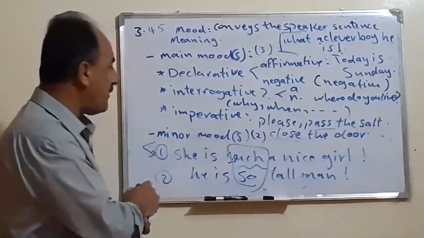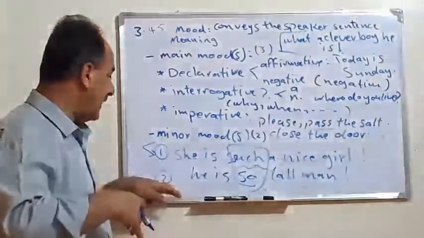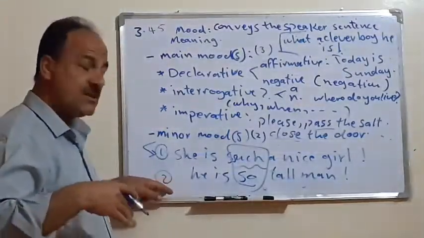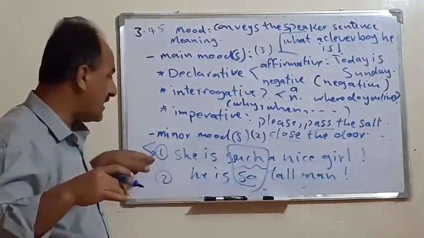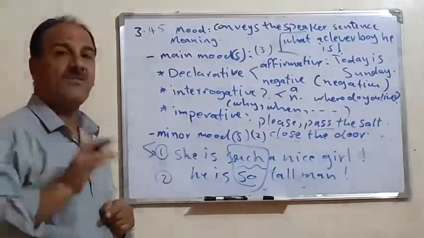The second type is what we call subjunctive, and this is what we are going to explain separately. So the first one is exclamatory sentences. The second one is the subjunctive sentences.